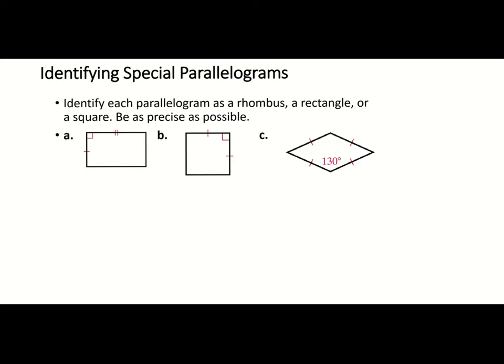So if we look at A, I know that all 4 sides are not congruent. Looks like I have 1 pair of opposite sides that are congruent, and then the other pair is a different length, but they are also congruent, because it is a parallelogram, so we do know that. And then the corners are right angles. So the best name for this would be our rectangle.